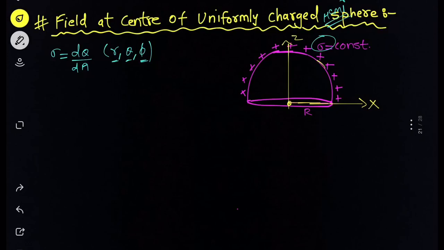This is the small area element I am considering here. In the 2D diagram I cannot show the whole hemisphere. I'm just considering a small area element here which consists of a small charge dq and area dA. Let us consider that the distance of this small charge element from the center would be capital R, because we have charges on the sphere only, so the distance would be capital R. And from the z axis let's consider it is making some angle theta.